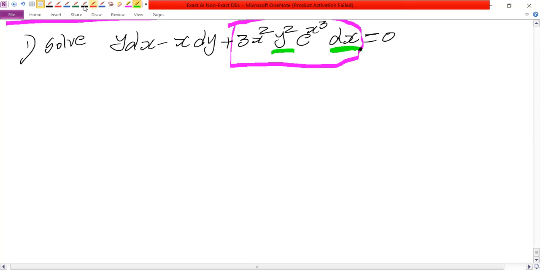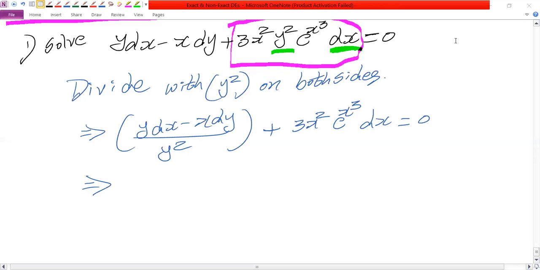For eliminating y square, I'm going to divide with y square on both sides. Then it becomes y dx minus x dy by y square plus 3x square e power x cube into dx equals to 0. If we observe the first term, the first bracket can be written as differentiation of x by y using our formulas. Actually, what is the integrating factor here? The integrating factor is 1 by y square. With 1 by y square only we multiplied on both sides.